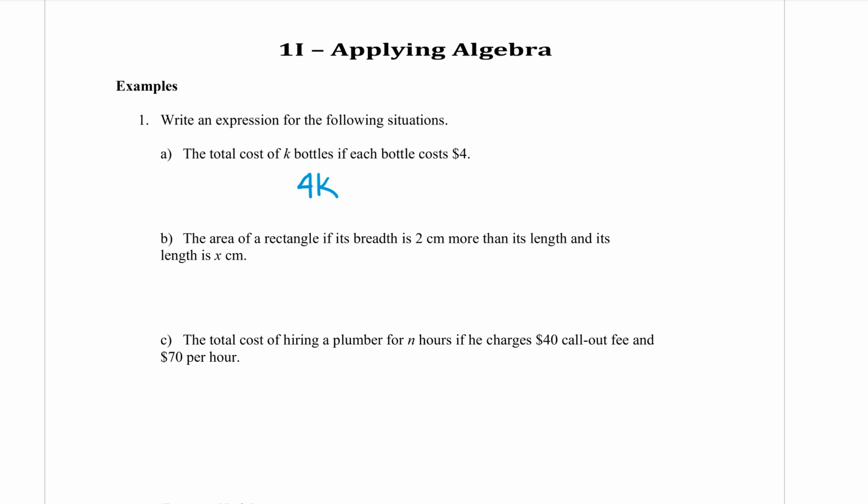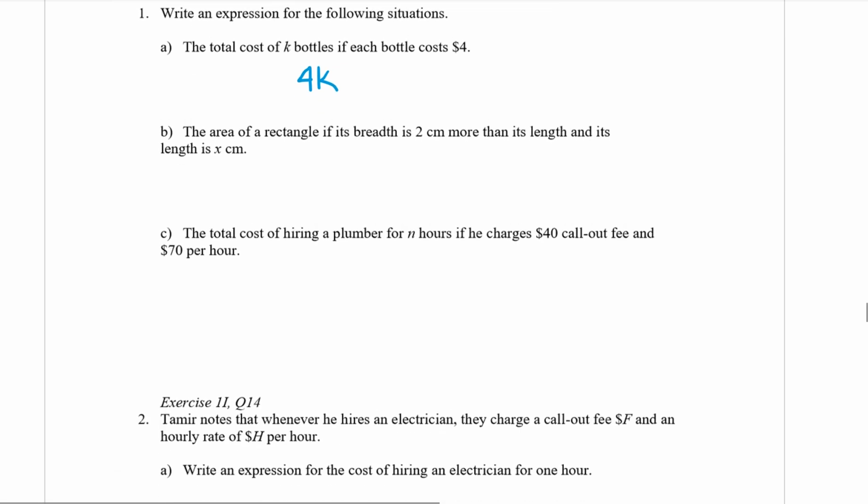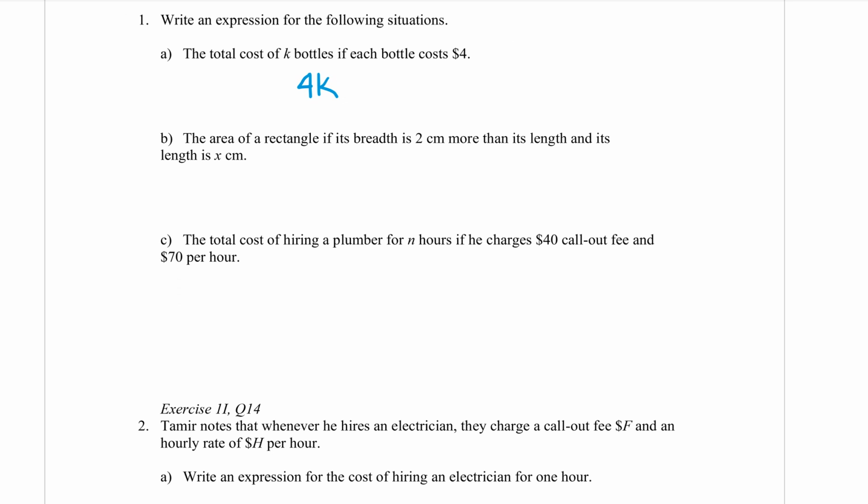Part B, the area of a rectangle, if its breadth is 2 centimeters more than its length, and its length is X centimeters. So here is a rectangle. Okay, it says that the breadth is 2 centimeters more than the length, and the length is X. So I'm going to call this length here X. The breadth is 2 centimeters more than X. If it's 2 centimeters more, that means I have to add that on to the X. So this side is going to be X plus 2. It's 2 centimeters more than the length.